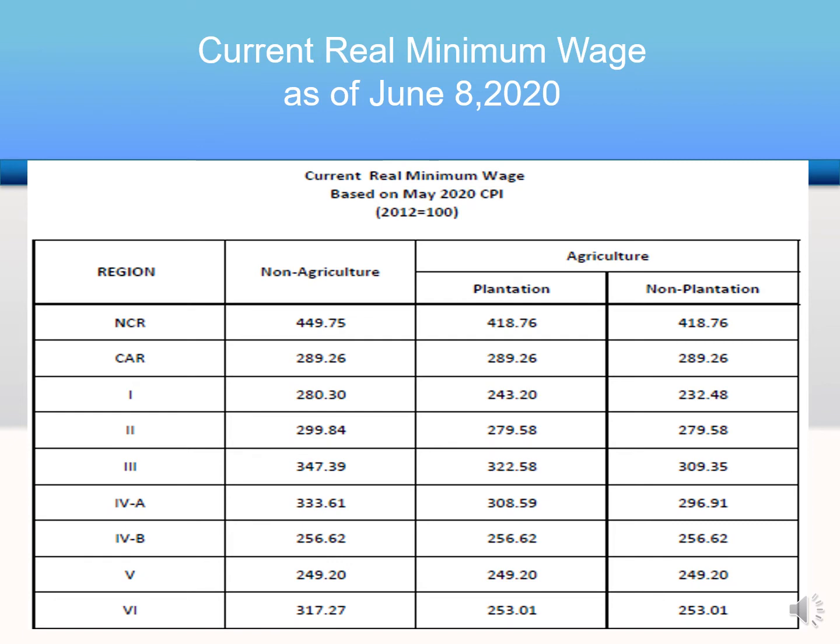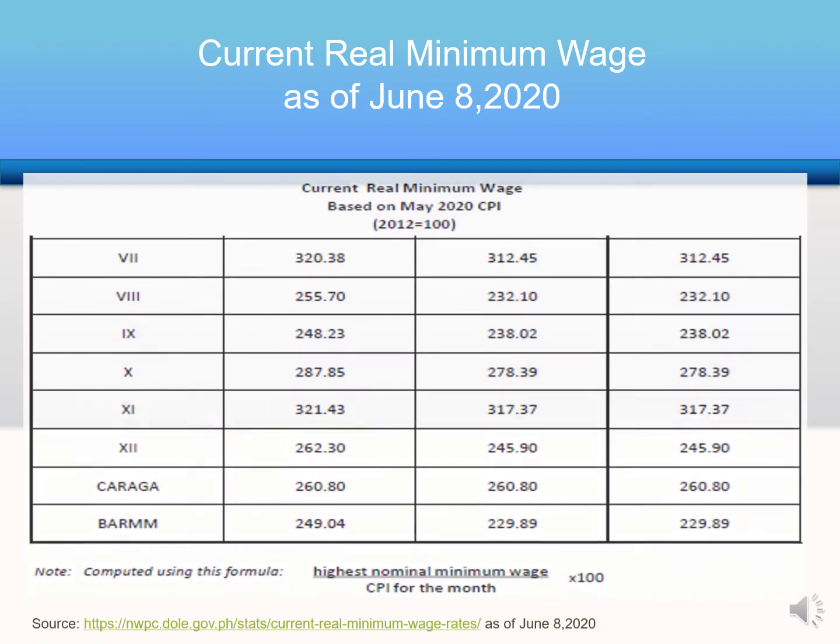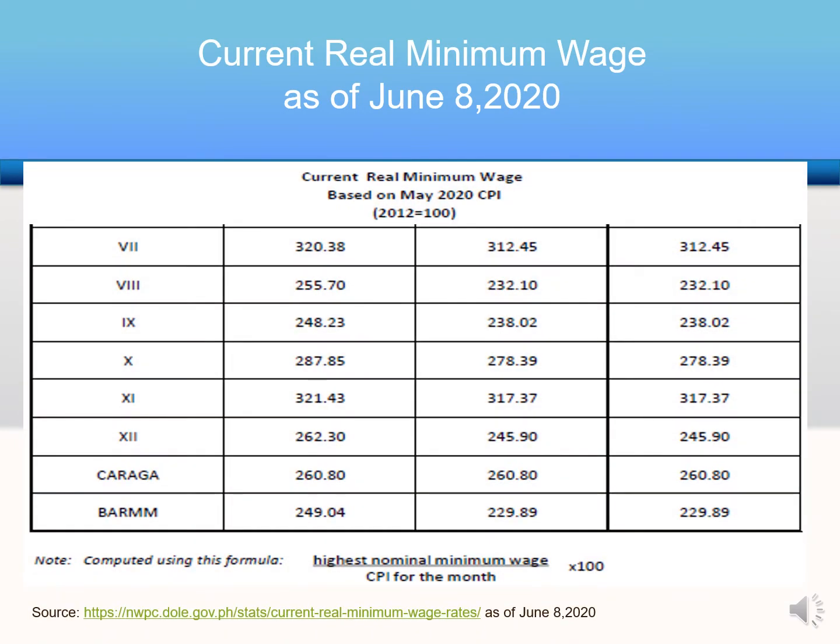Like for example, in NCR, the pre-COVID minimum wage is 512 for those in the non-agricultural sector. In the current data, the minimum wage is 449.75 for those in the non-agricultural sector. We also have here the minimum wages for the other regions and the formula on how the PSA computes the minimum wage, which is the highest nominal minimum wage divided by the consumer price index for the month times 100.